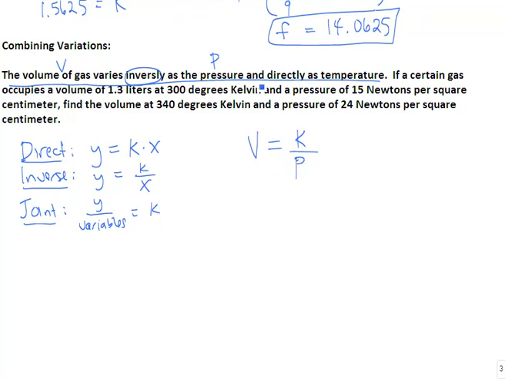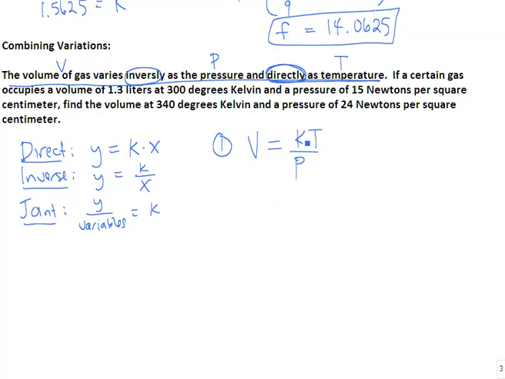In addition to that, it says the volume V varies inversely as the pressure and directly as the temperature. So I'll call temperature T. And since temperature is in a direct variation with our V, remember a direct variation you multiply by K. So in my relationship up here, I'm going to put that temperature T multiplied times my K. So here's the direct variation, K times T, and here's the inverse variation, K divided by P. So this is a combination of both an inverse and a direct variation. So here's our relationship between all of our variables.